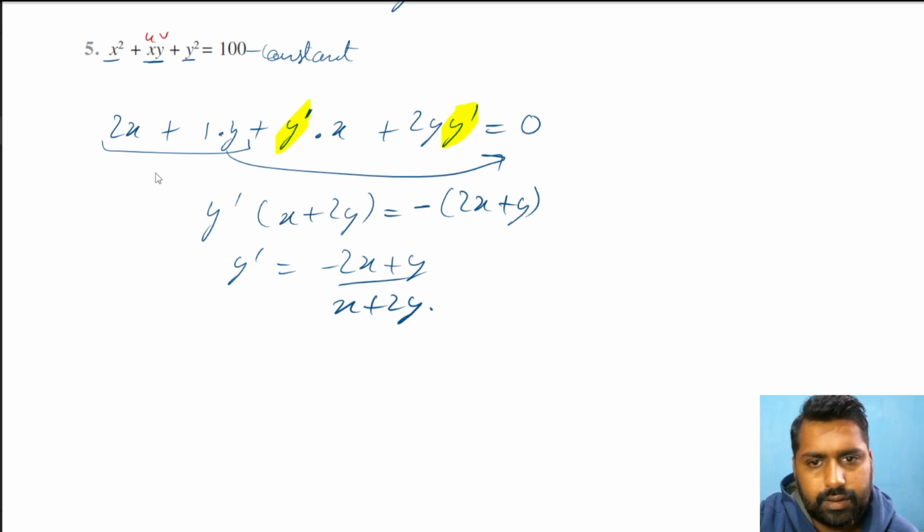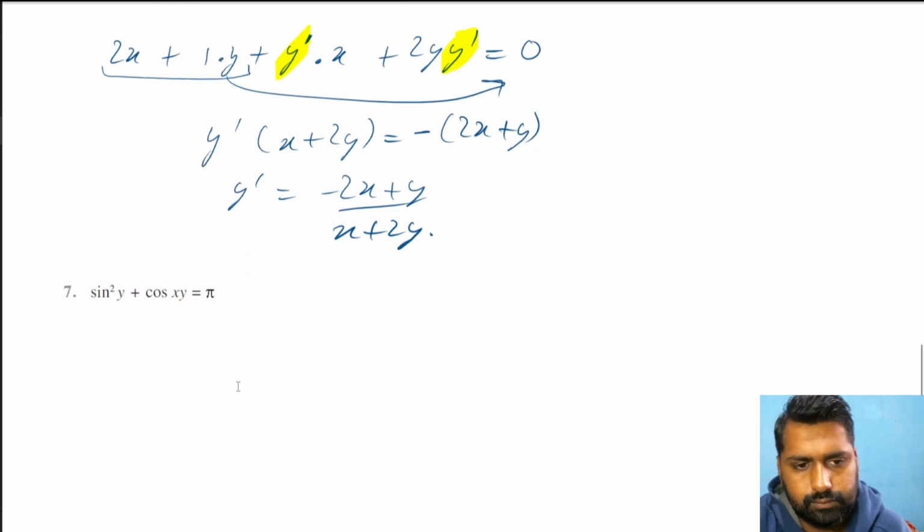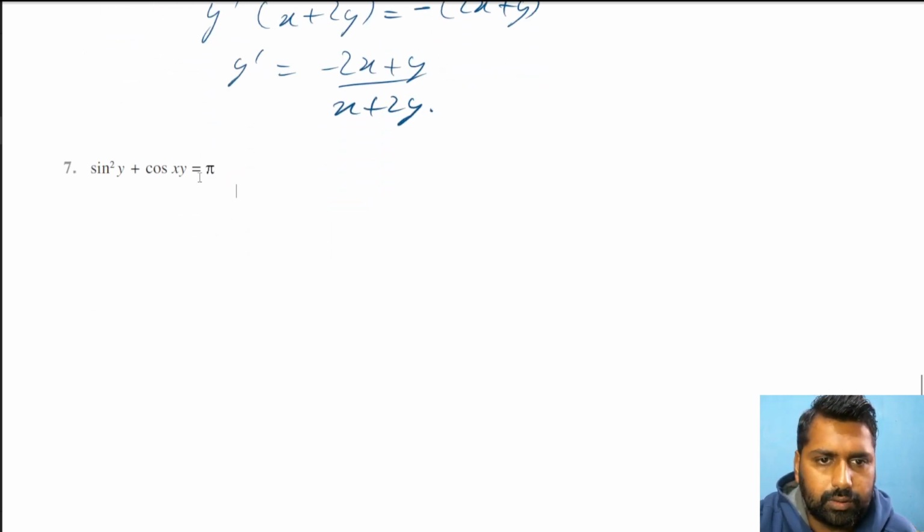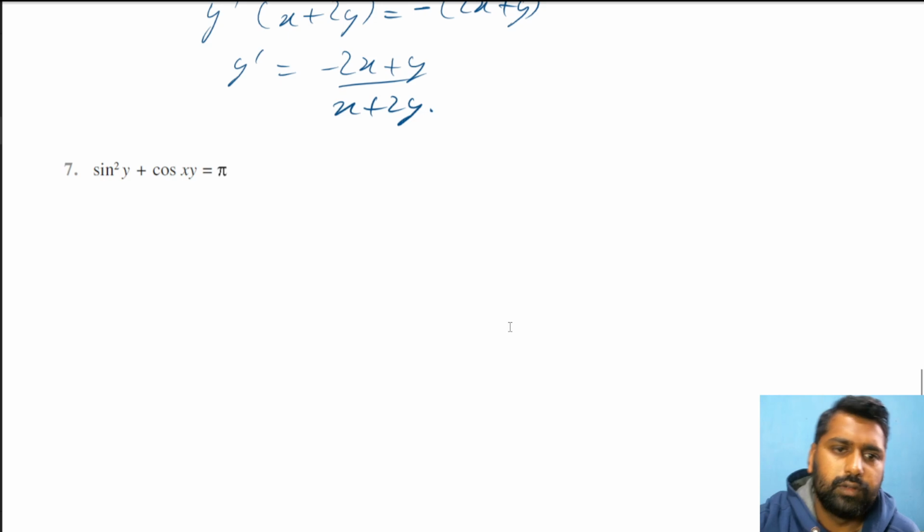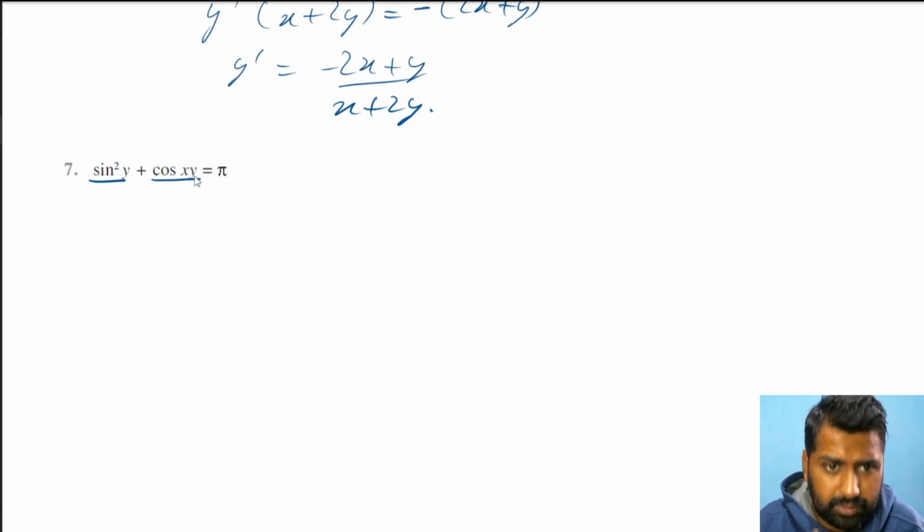All right, let's look at the next question. Let's take trigonometry also now. Okay, now this is interesting. Let's see why. Sine square y plus cos xy. Okay, sine square, you cannot directly differentiate, you have to use the chain rule. Cos xy, again cos can be differentiated, but the problem is that inside, xy is there, so both times we have to use the chain rule.